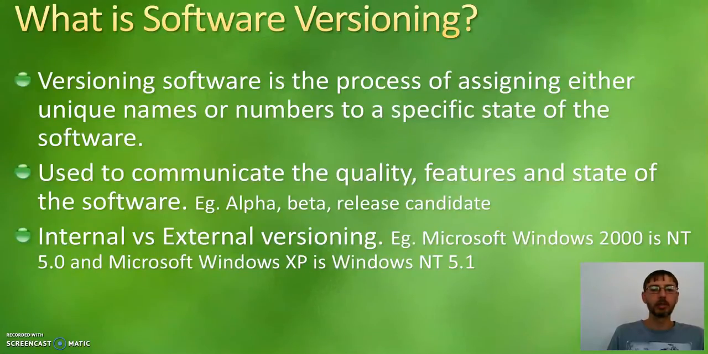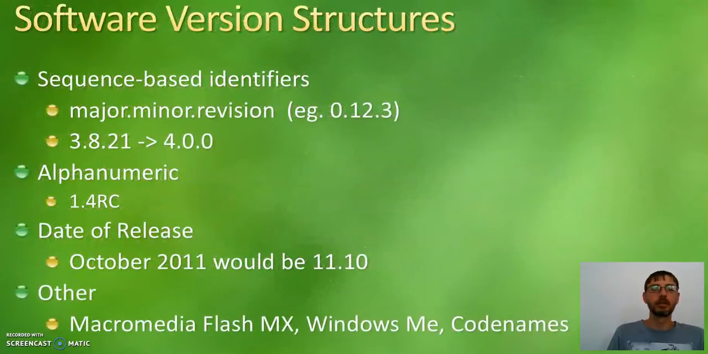So let's move on and look at specific structures. The different structures or schemes, firstly, and what appears to be the most common one, is sequence-based, and that is made up of three components: major, minor, and revision. Those different components are incremented based on the different changes to the software. We'll look at that more shortly.